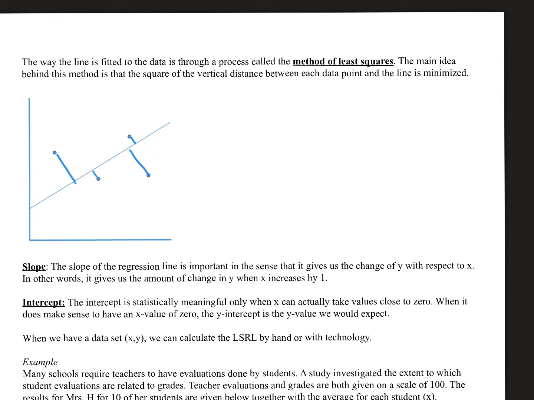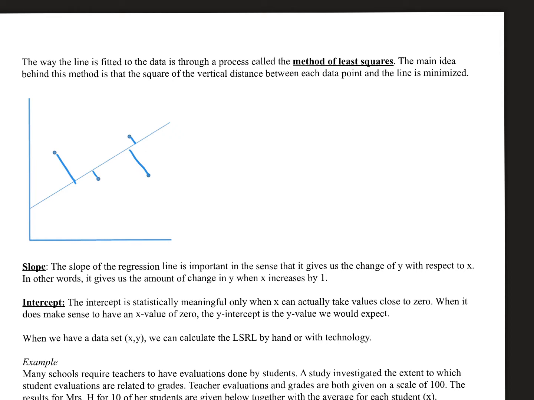And because that distance could be negative if it's below the line and positive if it's above, that distance is then squared so that we can make sure it's positive. Just like with standard deviation, where we could subtract from the mean and get a positive or a negative number, which we squared so that we were looking at a positive distance.